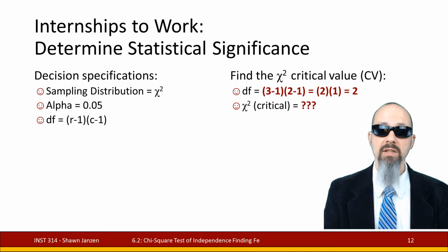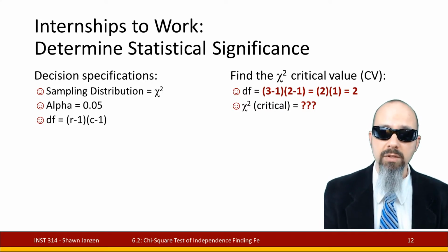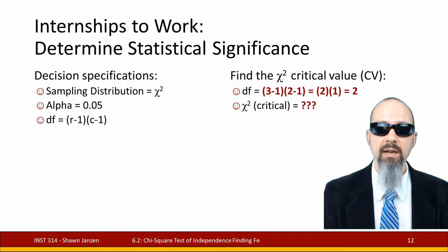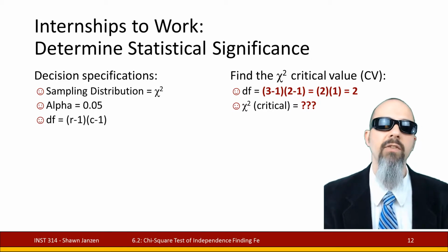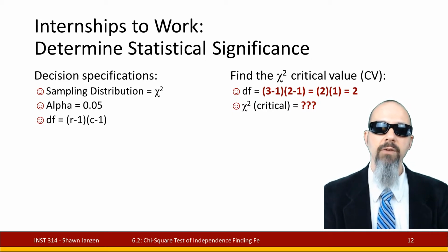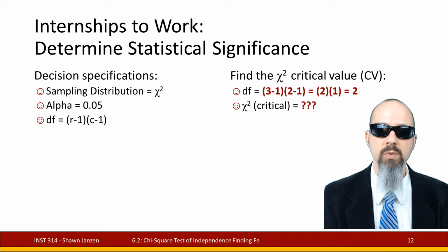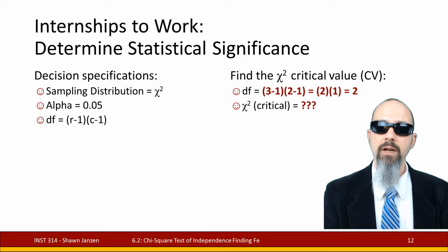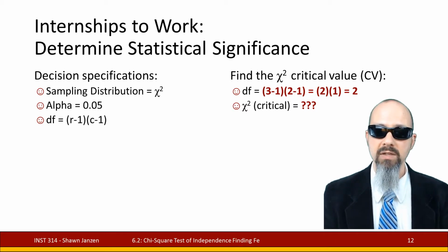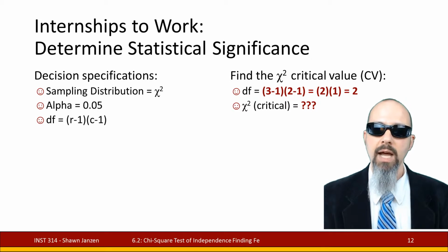The specification, the sampling distribution, is a chi-square distribution. An alpha that we set, I didn't mention this before, but we are setting our alpha at 0.05. Our degrees of freedom are calculated by the number of rows minus 1 times the number of columns minus 1. And so let's go ahead and find the chi-square critical value. The degrees of freedom, we had 3 rows, minus 1 is 2, times 2 columns, minus 1 is 1, so 2 times 1 is 2.